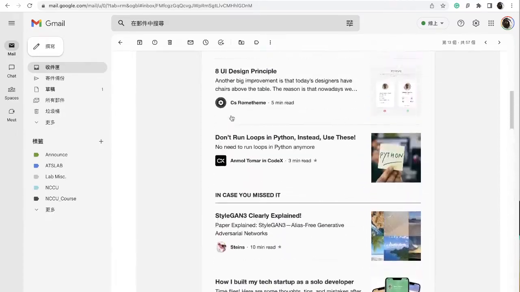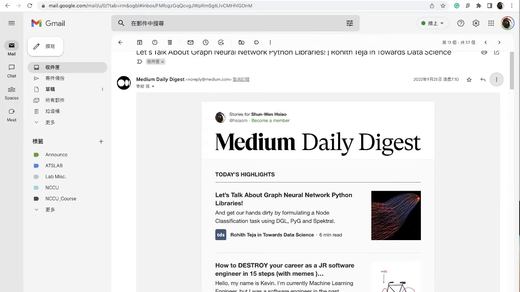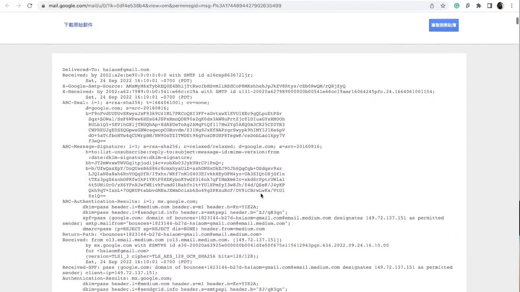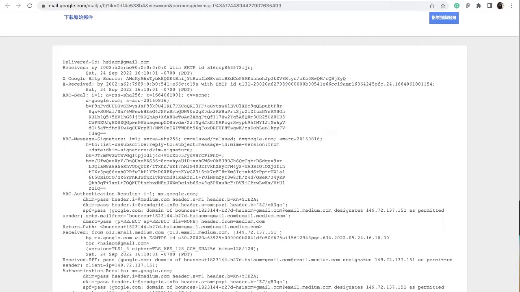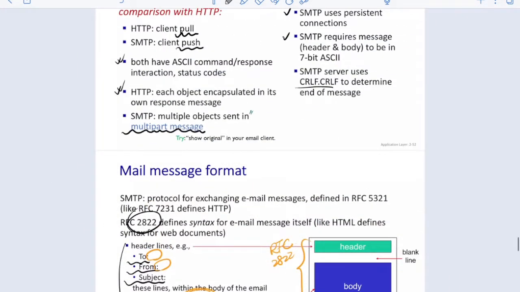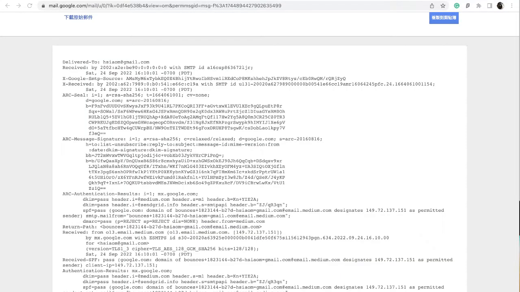So you can see those figures, those colorful tags right here. But basically, the email itself looks like this. Okay, looks like this. And as we mentioned before, the mail message format is under RFC 2822. So basically, the text right here are defined by RFC 2822.